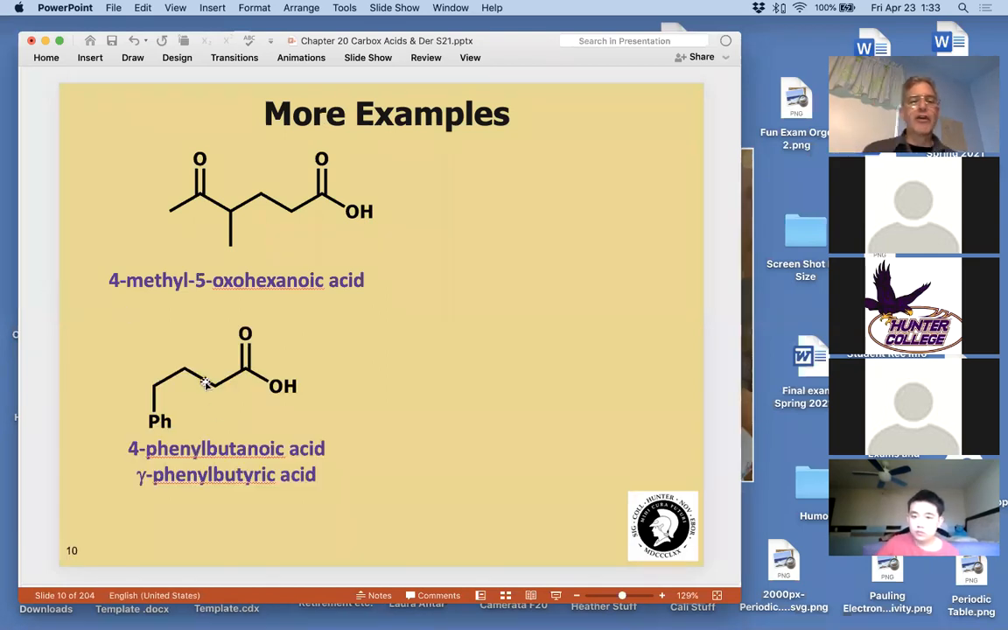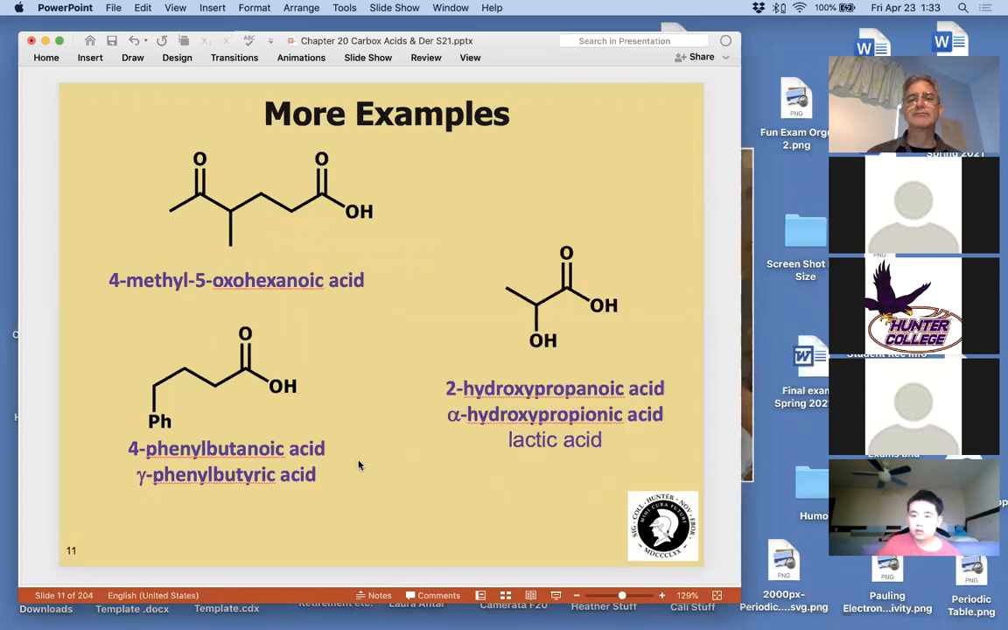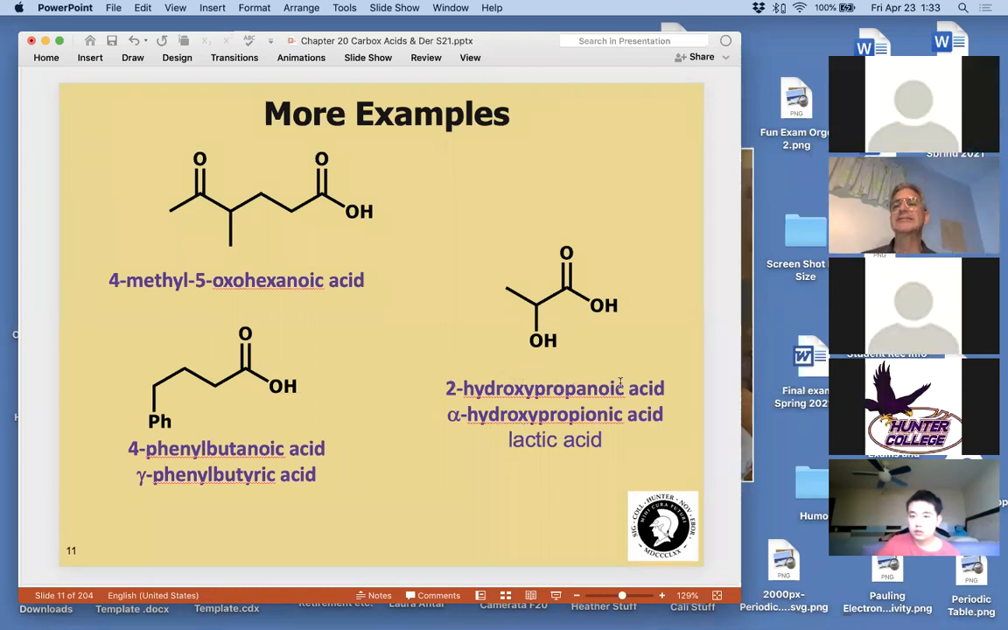Okay, here is 4-phenylbutanoic acid or gamma-phenylbutyric acid. And here's an important one, 2-hydroxypropanoic acid, alpha-hydroxypropionic acid, or hey, lactic acid. Now, lactic acid is probably the name you want to remember long term, but I'm not going to worry about it. Ephraim, you have a question?